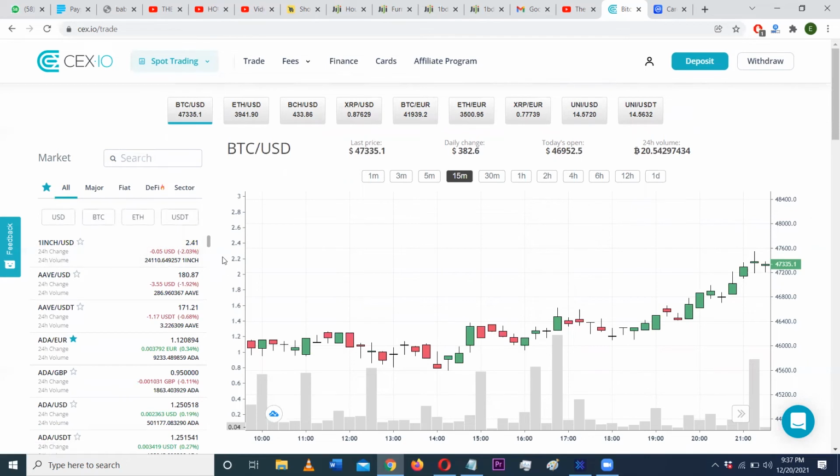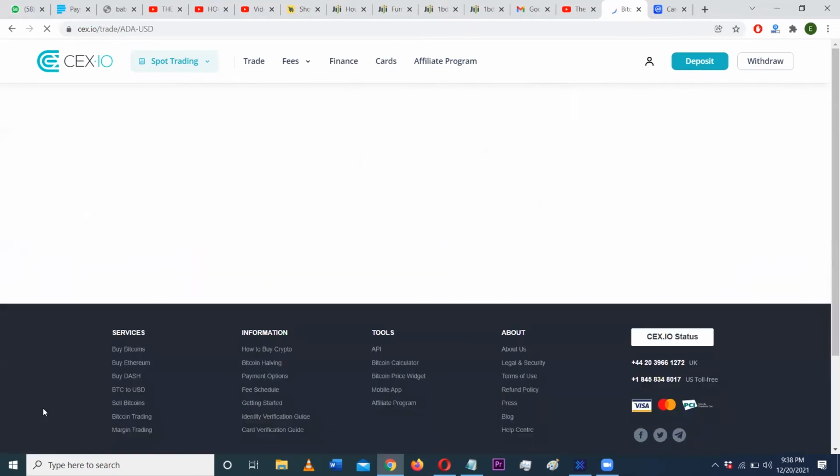So I want to buy Cardano. If you guys remember correctly, Cardano is ADA. So you see ADA GBP, ADA USD, ADA USDT. If you want to buy Cardano using the Great Britain pound, you click on this. If you want to buy Cardano using USD, which is dollars, since I have deposited dollars, I'm going to click on Cardano USD. So I've clicked on it.